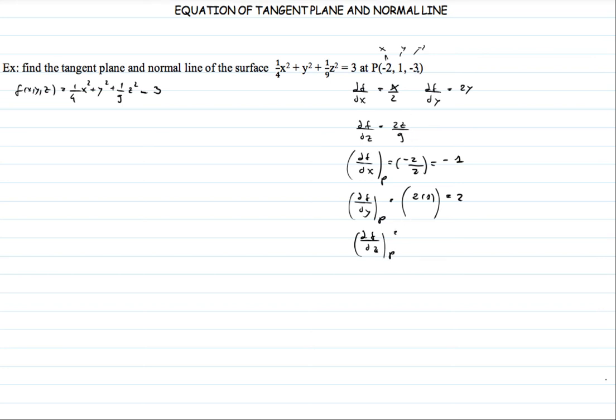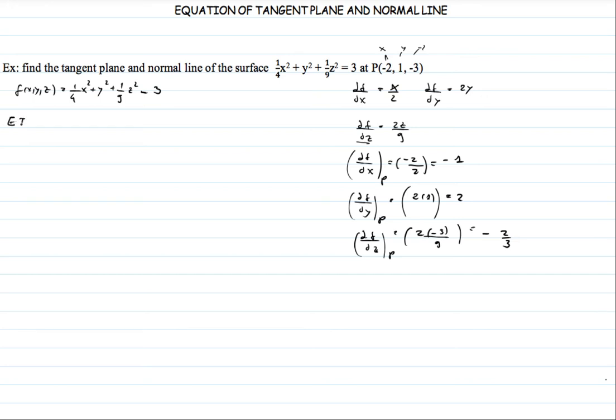And lastly, the partial derivative with respect to z at the point P, where z is equal to minus 3. Coming to the partial derivative, we have 2 into minus 3 divided by 9. This is minus 6 by 9, then dividing by 3, we have minus 2 by 3. So now we have found the partial derivatives of the function at the given point, and we have found their values. The next thing to do is to remember the formula to find the equation of the tangent plane at that given point.